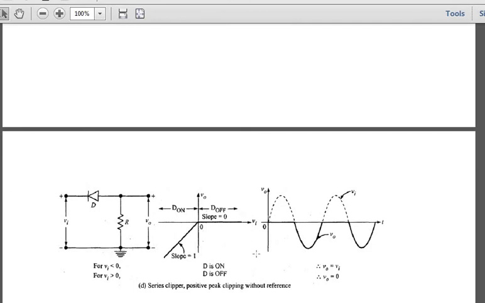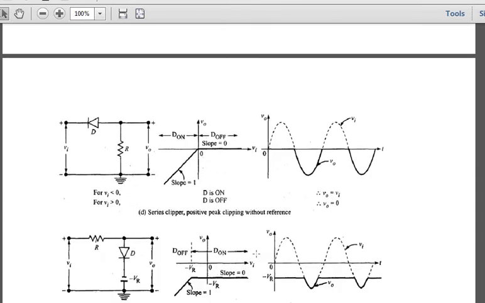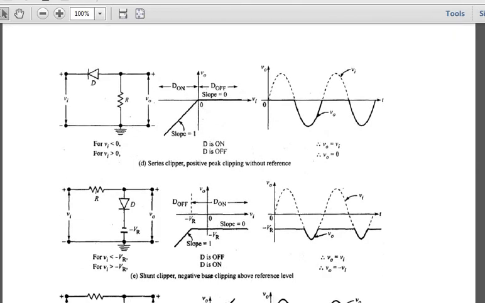Now these four we have seen are positive and negative clipping of series clippers only, without references. Now we will see the condition with a reference voltage. So the shunt clipper, again, negative base clipping above the reference voltage. If you are above the reference voltage, then you will have clipping, or else you won't.